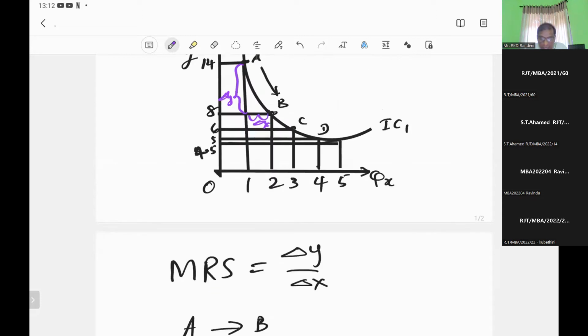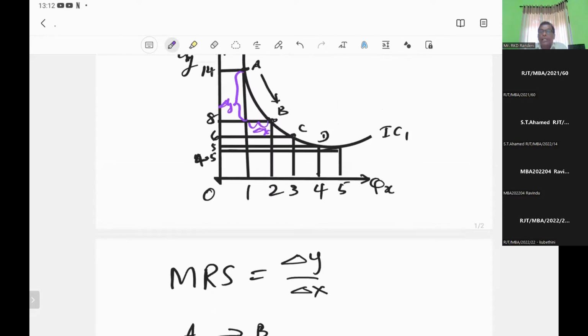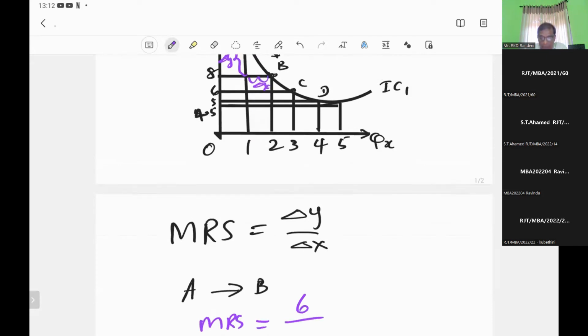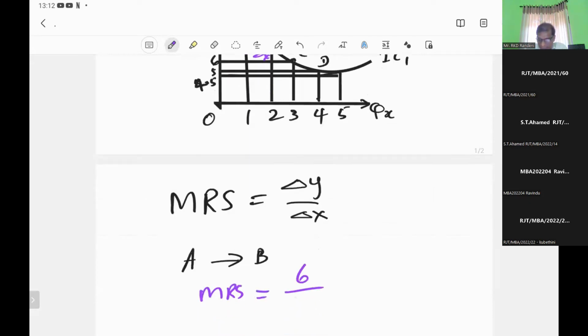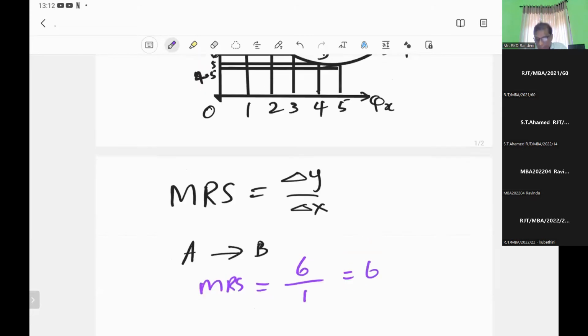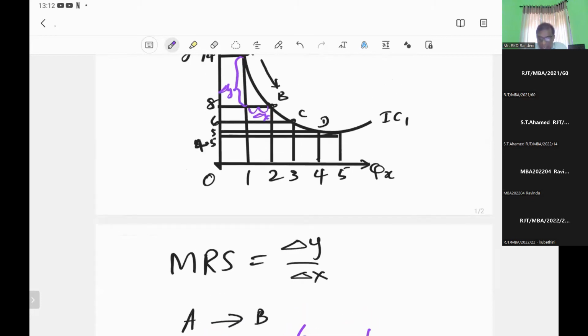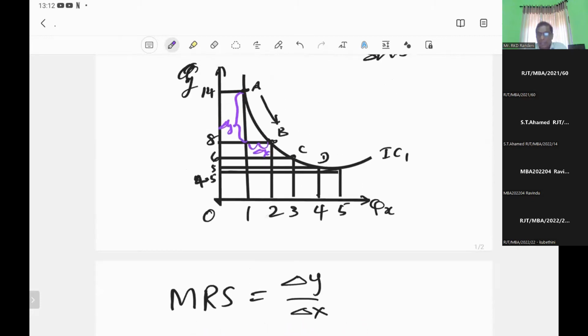So now you can write MRS. Delta Y means here 8 to 14, that is 6. Then 6 divided by 1. The answer is 6. That means he is ready to consume 1 unit of X by sacrificing 6 units of Y. That's the ratio.